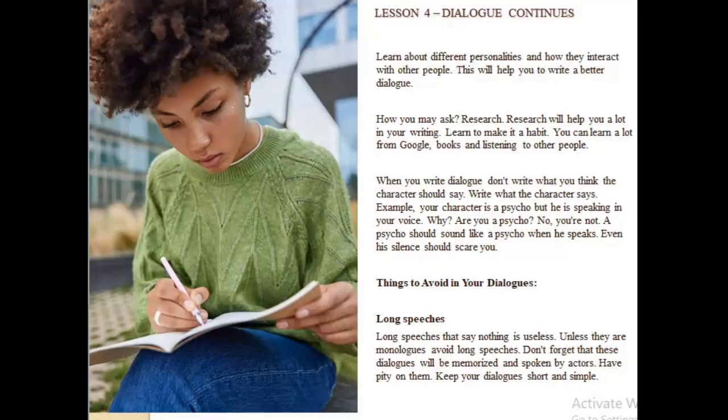When you write dialogue, don't write what you think the characters should say. Write what the character says. Example: your character is a psycho, but he is speaking in your voice. Why? Are you a psycho? No, you are not. A psycho should sound like a psycho. When he speaks, even his silence should scare you.